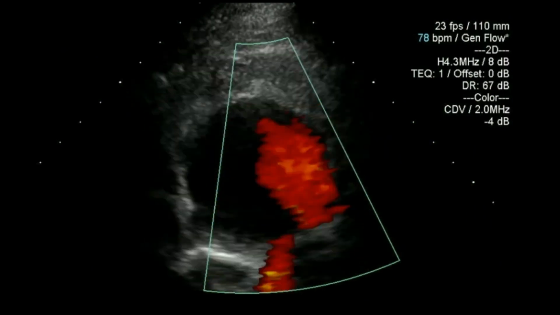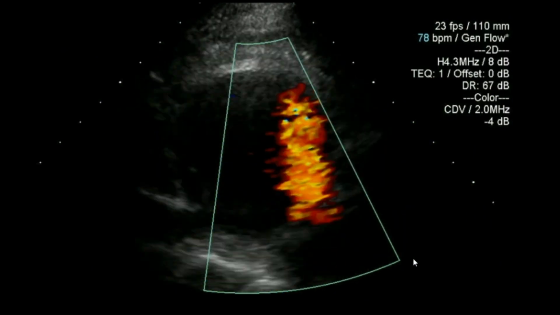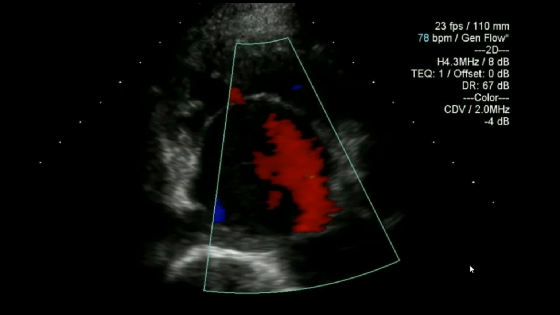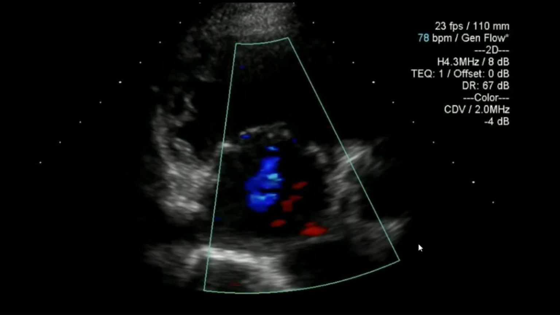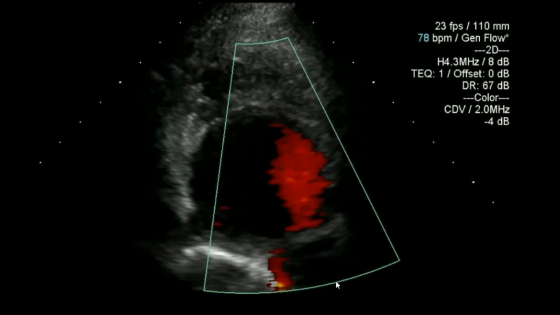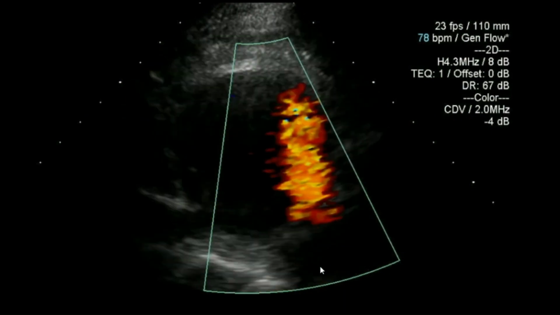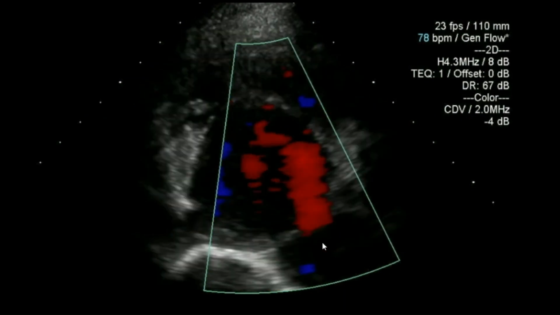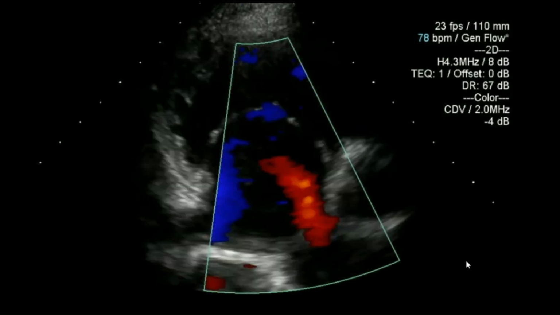And this is just a last view to show this from the right parasternal view, which is sometimes a view underutilized in terms of assessing atrial septal defects, where again it's quite nicely in line with the actual septum there, and so you get quite a good view of the flow going across.